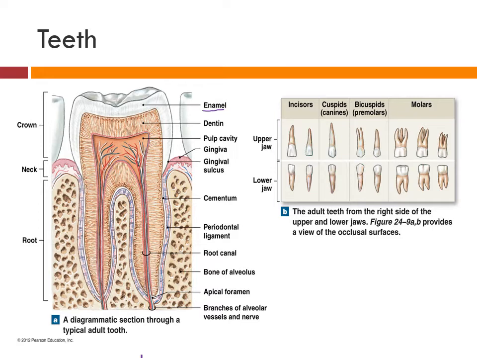And then cusps, these are cusps up here, and they are projections off of the crown of the tooth on what's called the occlusal surface. The occlusal surface is the surface where one tooth comes together with the tooth above or below.